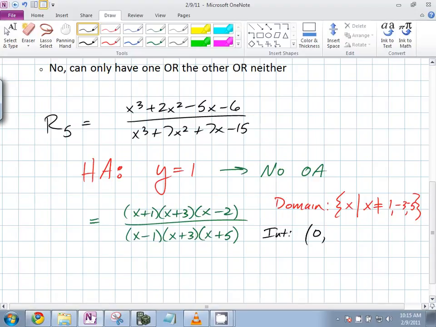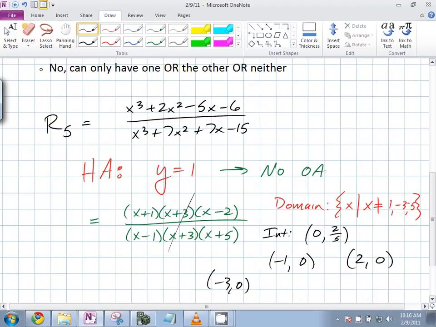6/15, which is 2/5. That is the y-intercept. How many x-intercepts are there? 2, because this cancels, leaving you with one at -1 something and, well, actually we know what that something is. What is it? -1, 0, and 2, 0. Exactly.